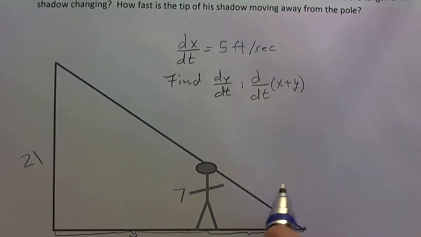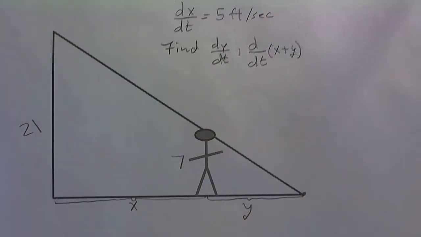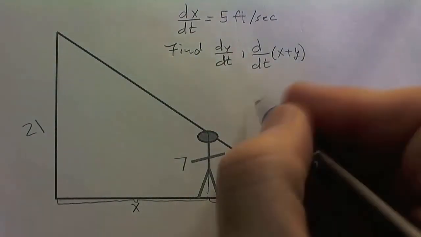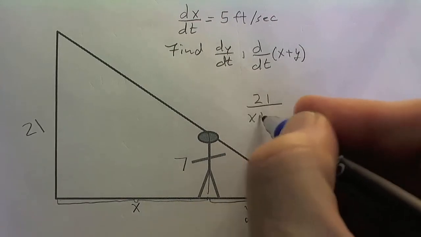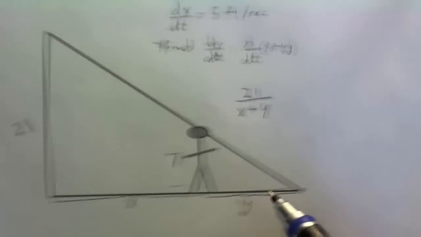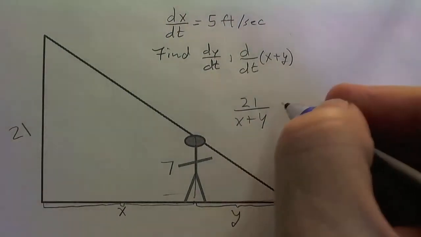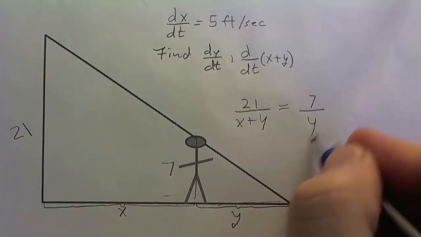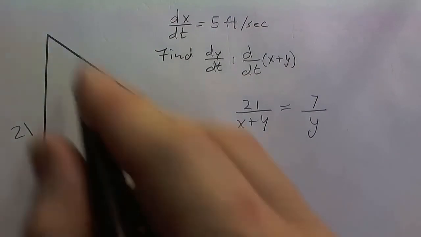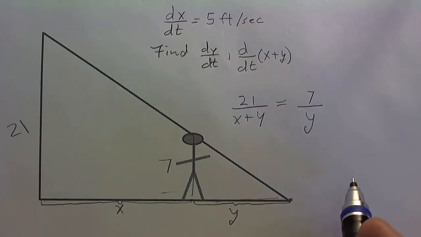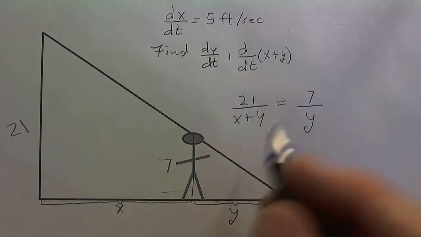Okay, so what I need to do with this related rates problem is find a way to relate the known to the unknown. And that way I can relate the known rate of change to the unknown rate of change. So I'm going to do that in this case by noting that I have similar triangles here. So I notice that 21 is to x plus y, this big triangle, this side is to this side what 7 is to y. The big triangle is to the little triangle.